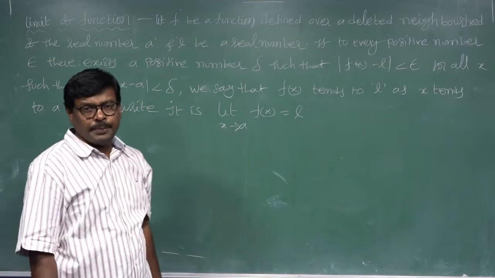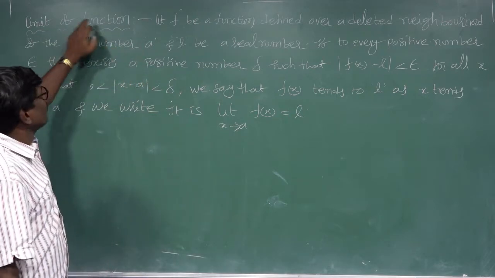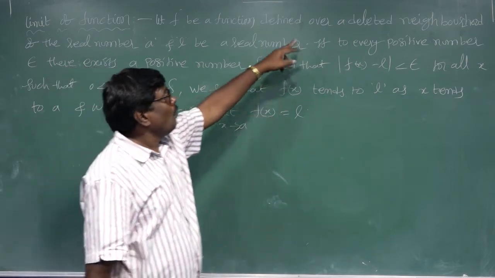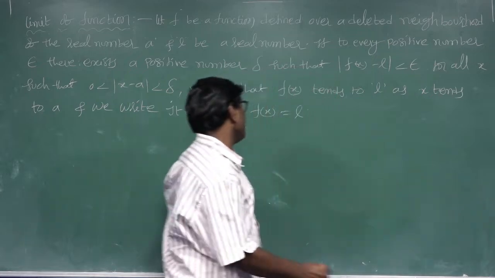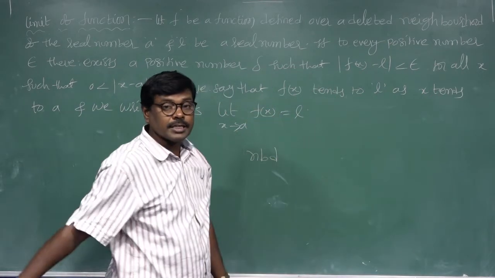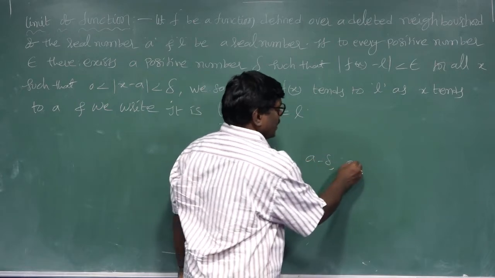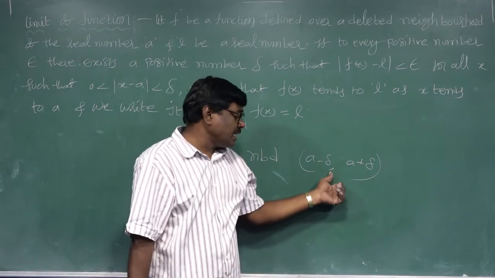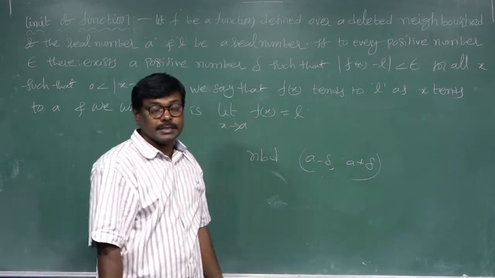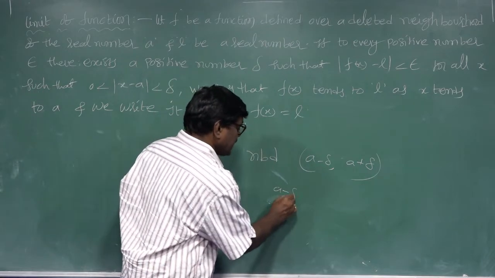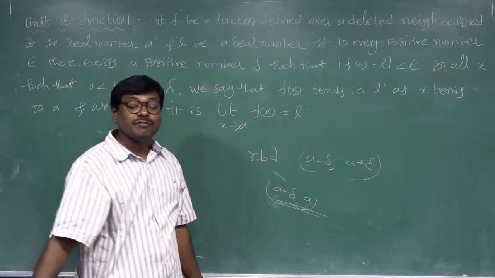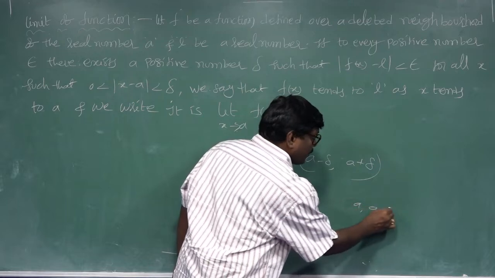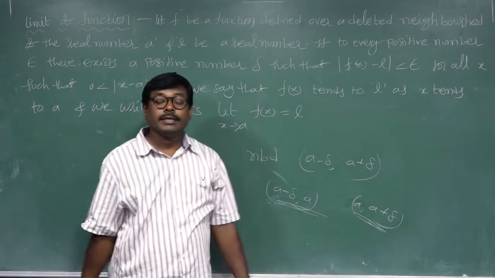Dear students, limit of a function. Let f be a function defined over a deleted neighborhood. What is the neighborhood? The set (a − δ, a + δ) is called the neighborhood. (a − δ, a) is the left neighborhood, and (a, a + δ) is the right neighborhood.